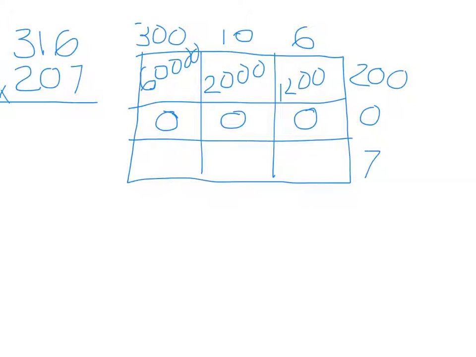So finally the next number is multiplying by 7. So 300 times 7. So 3 times 7 is 21. There we go, and add my 2 zeros. 10 times 7, well, that's going to be 70. And 6 times 7 is 42. So I have a number now in every single box that I have. And now comes really the hard part, and that's adding all these numbers up.